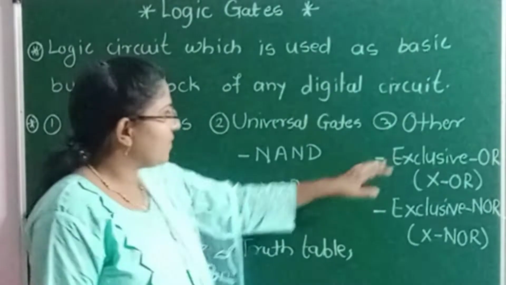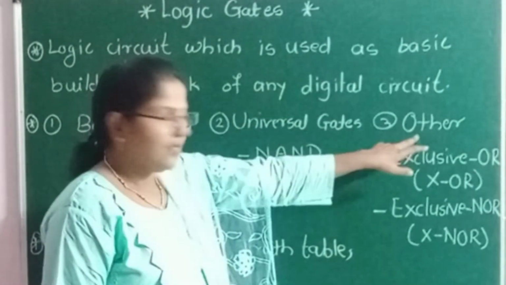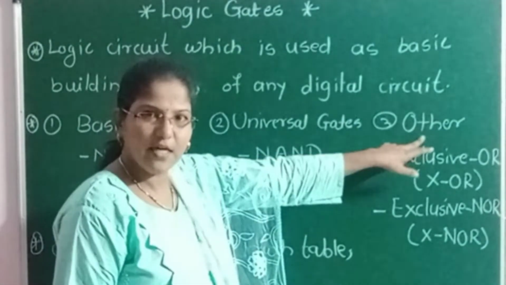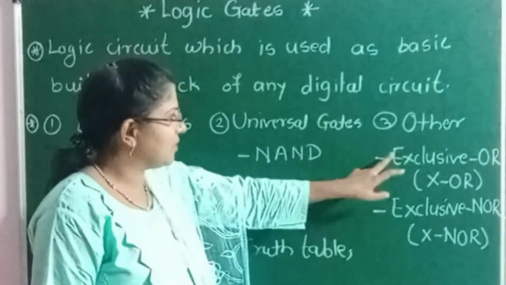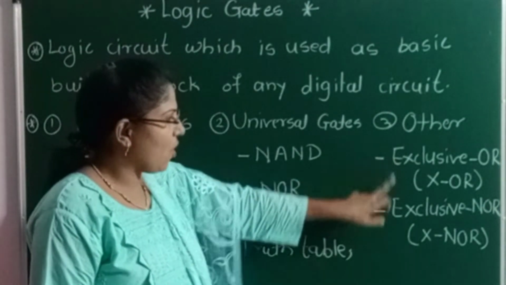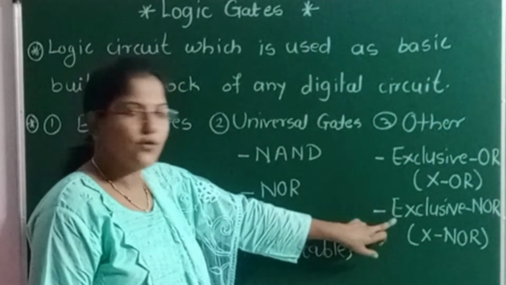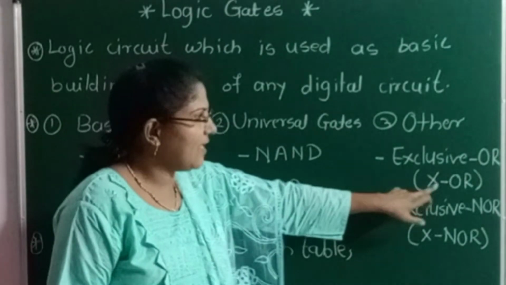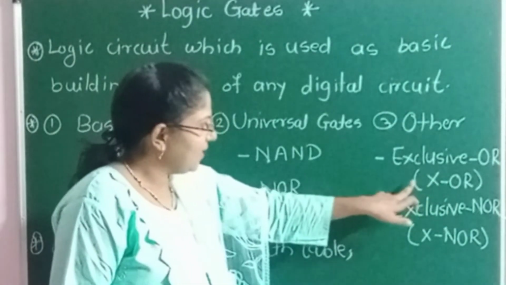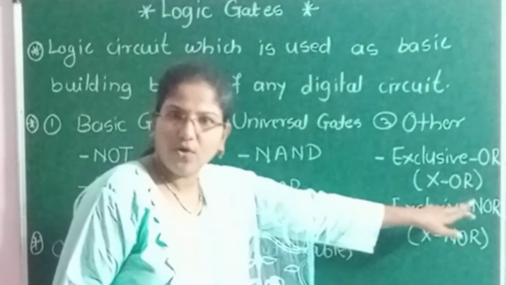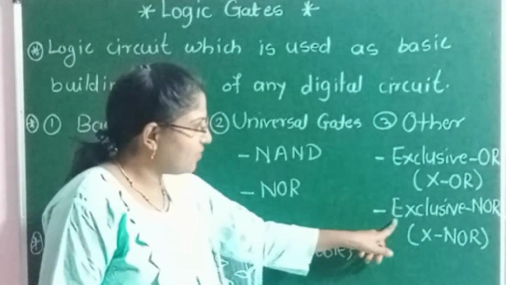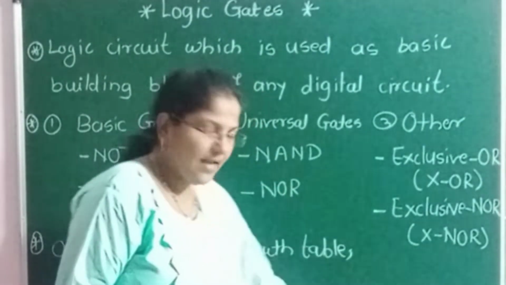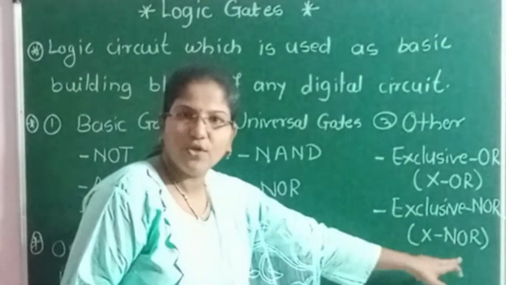And now next one is the third category. There is no special name for it. You can call them as other gates or special gates. There are two examples of those gates. One is exclusive OR and another one is the exclusive NOR. So you can call this exclusive OR as X-OR, or you can write EX-OR also. And for the exclusive NOR we can write as X-NOR, or we can write EX-NOR also.